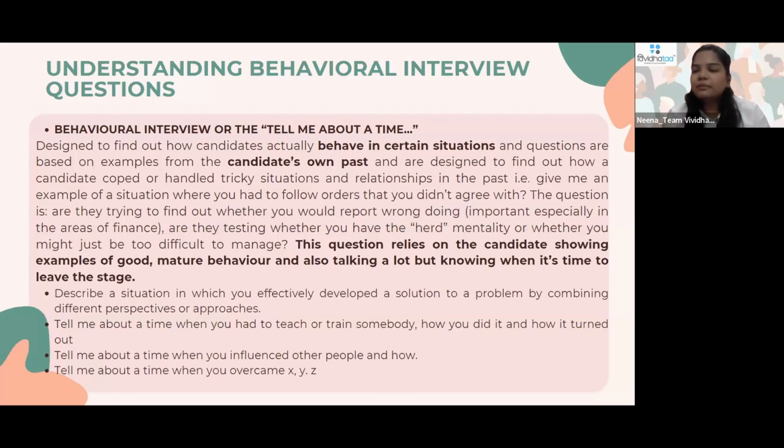Also, tell me about a time where you showed your leadership skills, or tell me about a time where you overcame a particular problem. Or, for example, if there's an operations-based question, how did you achieve that? Was this accessible? So these are the behavioral questions.